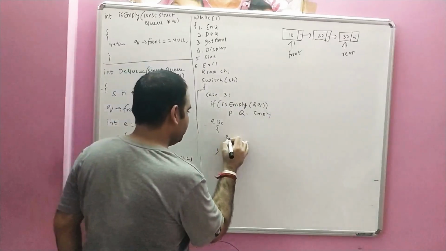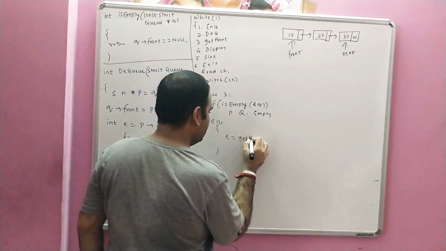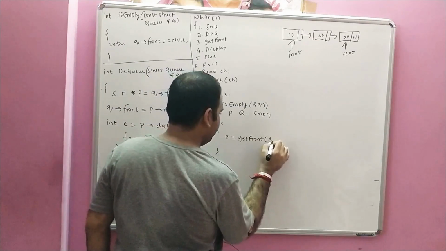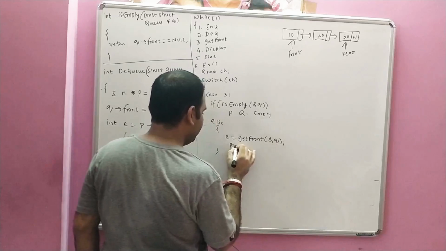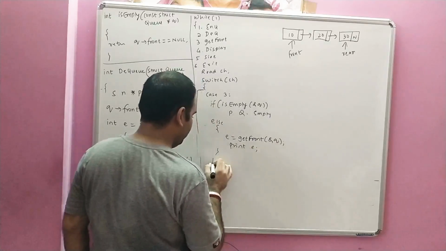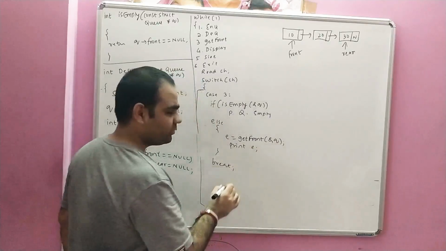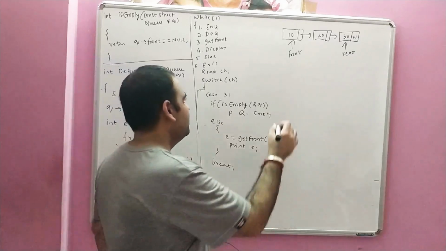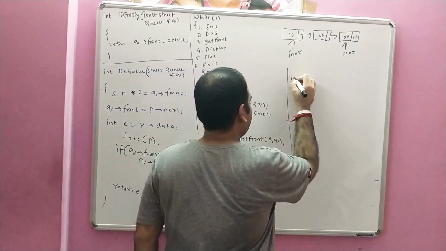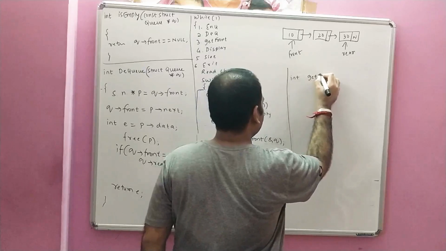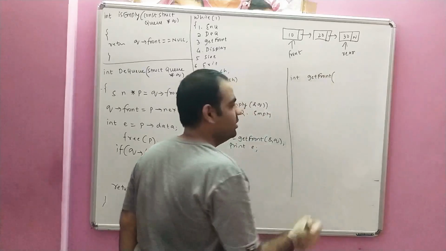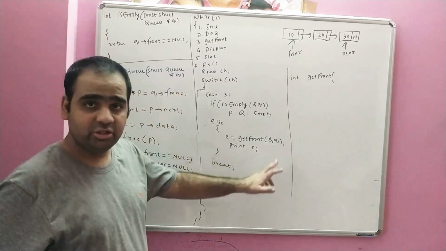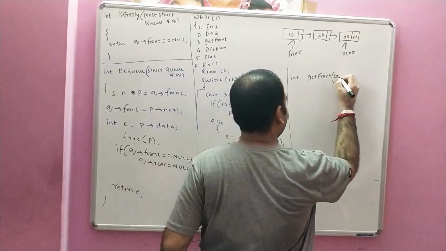That 10 has to be stored in some variable. We say E is equal to getFront of &q, and you say print E, that is the front end of the queue, and this will end the case 3. Now what is the return type? Return type is integer. What is the function name? The function name is getFront. Will the state of the queue change? No, therefore it should be const.